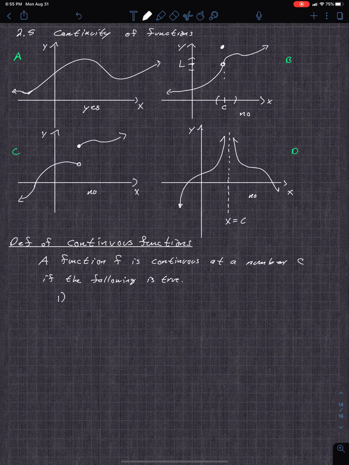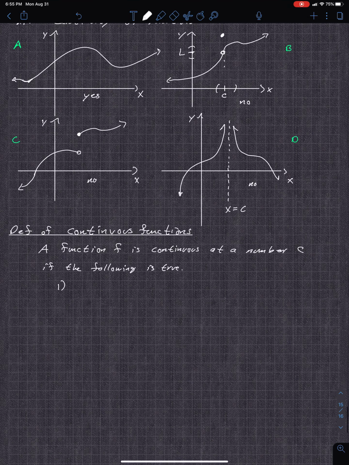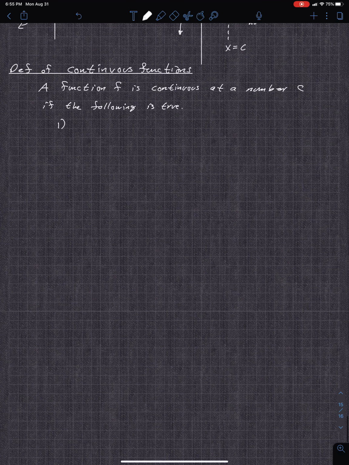We're going to define continuity now using a limit definition. That's why we needed limits, or one of the reasons we needed them in the first place. So let's define it, and I'll go back to A, B, C, and D, and we'll determine why or why not those are not continuous. So here's a definition of continuity of functions.